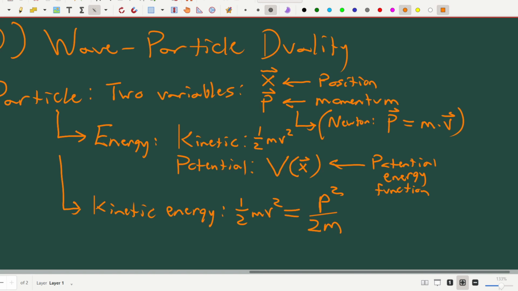So really, the only things that we need to know about a particle is its mass. We need to know its mass, of course. We need to know how it interacts with the universe, whether it doesn't interact at all, or maybe it's attracted to something. That's what this determines, the potential. But if it doesn't have a potential, if it's a free particle in a vacuum just moving by itself, if we know its position and we know its momentum, we know everything about the particle.